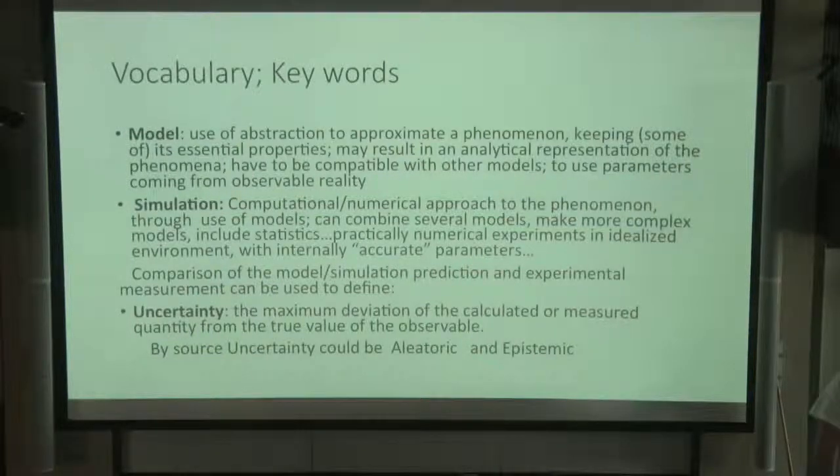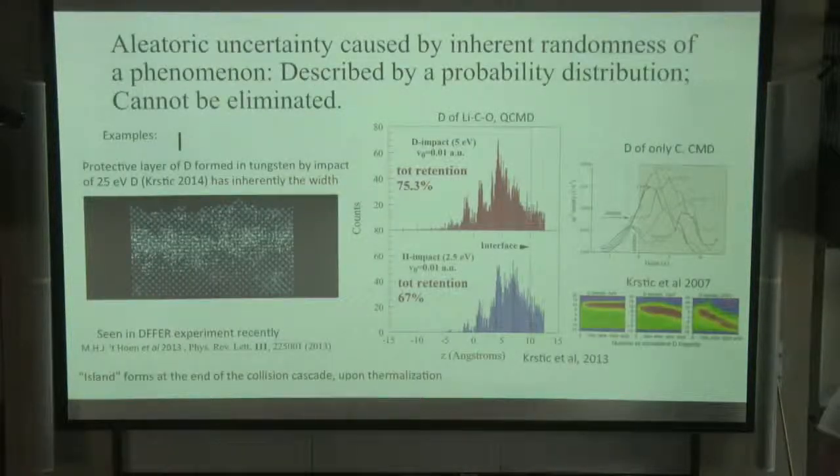And by its source, uncertainty could be aleatoric and epistemic. So here we are at a little closer story of the uncertainty. Aleatoric uncertainty is caused by inherent randomness of a phenomenon. It's usually described by some probability distribution, and it cannot be eliminated whatever we do. It's there.